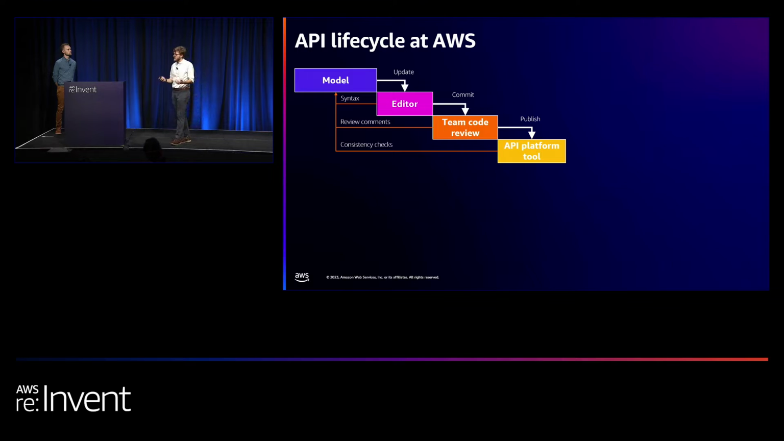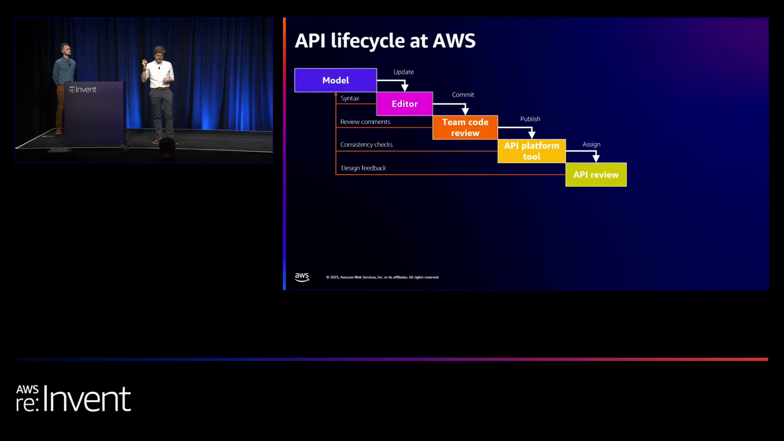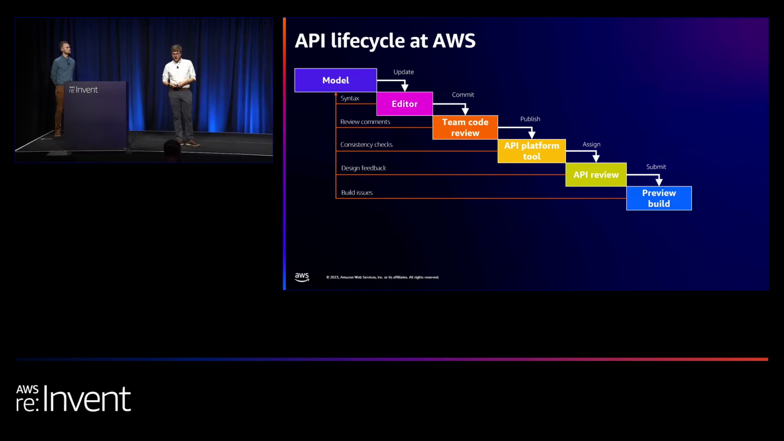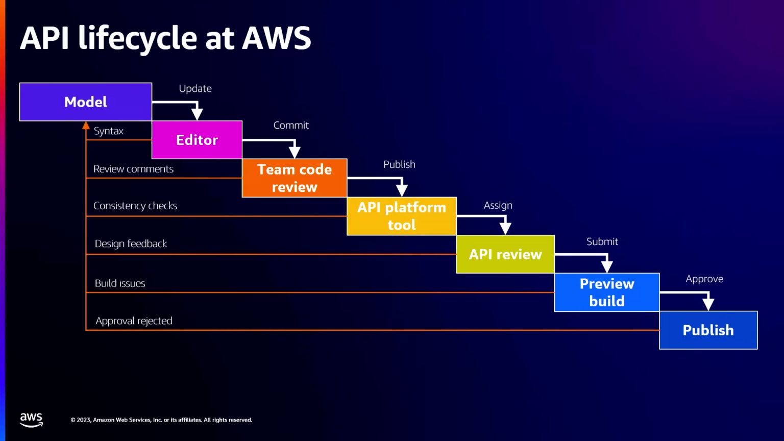So once we've passed the consistency checks and backwards compatibility checks, our teams are then assigned an additional API reviewer who does a final check to make sure that our APIs are meeting our quality bar. Once that API reviewer has approved their changes, our teams are then going to create preview builds. This allows them to build the SDKs as they would actually be presented to customers and allows them to test these changes locally to ensure that we're, once again, providing the best customer experience we can. Once our teams are happy with those changes that they've tested locally, they can then schedule them for publishing.